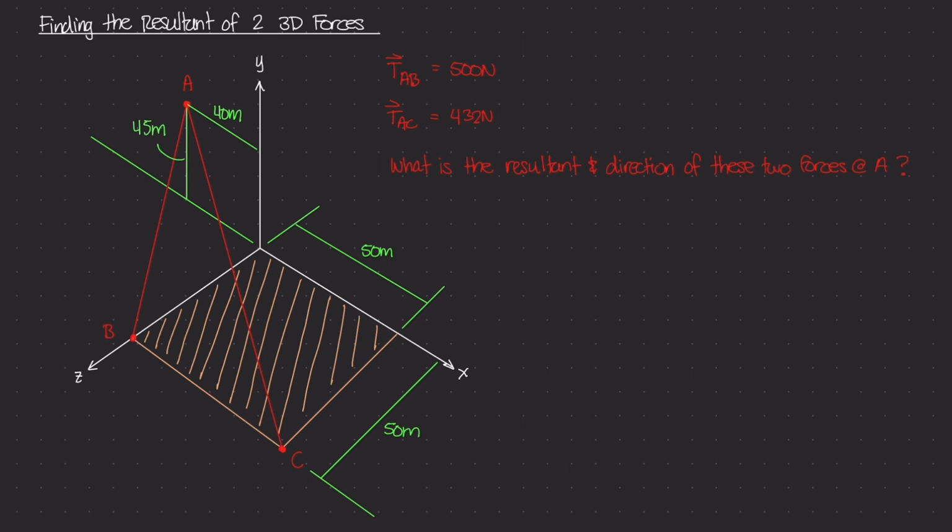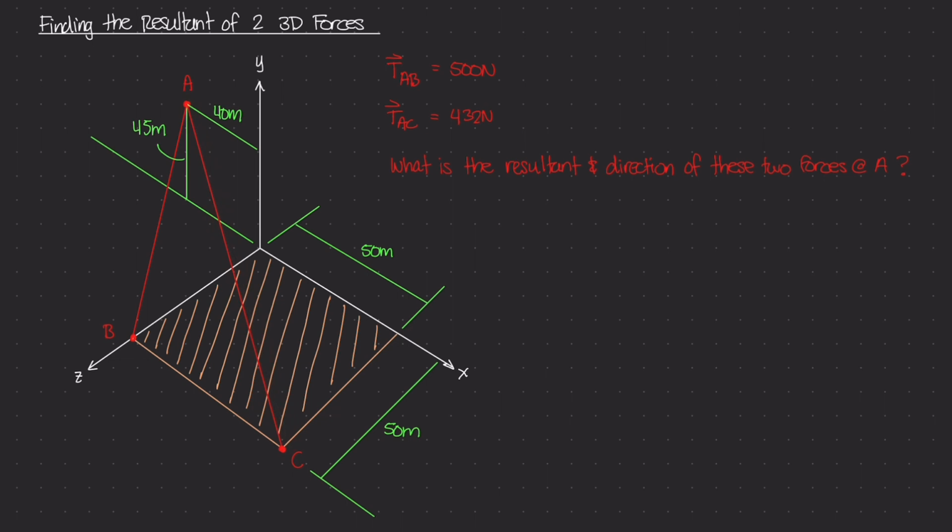And on the opposite end, at 2 points, it's supported by these 2 cables here and here. And these 2 cables connect at point A. Now, this is 3-dimensional, so I've drawn a lot of different diagrams that we'll get to in a second. But the question is stating that the tension in cable AB, which is this cable right here, is 500 newtons. And in AC, it's 432 newtons, so this cable right here.